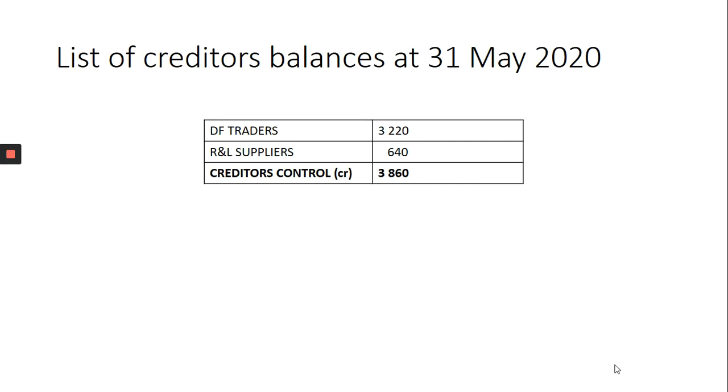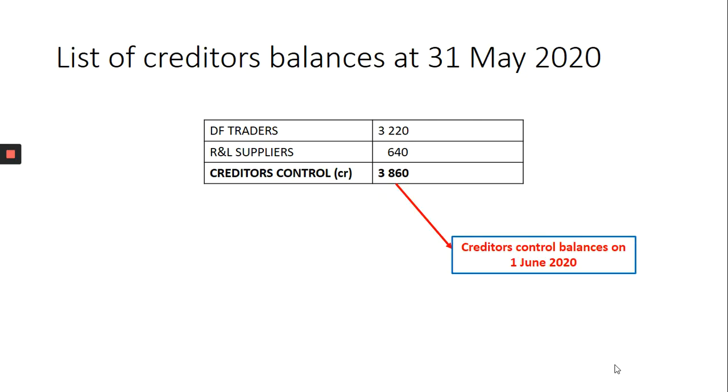Now, at the end of every month, we will do a list of creditors' balances. So that will be the money that we owe them at the last day of the month. So for Dev Traders, you will see we still owe them 3,220, and at R&L Suppliers, we still owe them 640. Now, when we add up these amounts, you will get creditors control opening balance on the first of the next month. So that will be the total amount that we still owe our creditors.